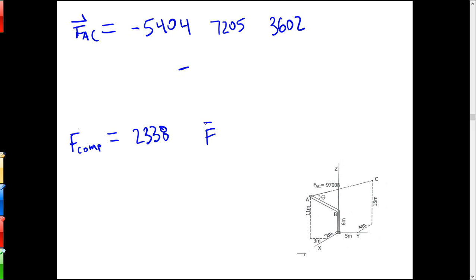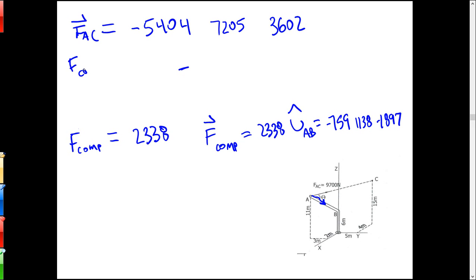So then if you want to find the compressive vector, what you do is take the 2338, which is the magnitude, and then multiply it through the unit vector that goes in the direction of the compression, which is right there. It's UAB. All right, and if you do that, you'll come up with the compression vector: minus 759, 1138, and negative 1897, okay? So that gets you the compressive vector.